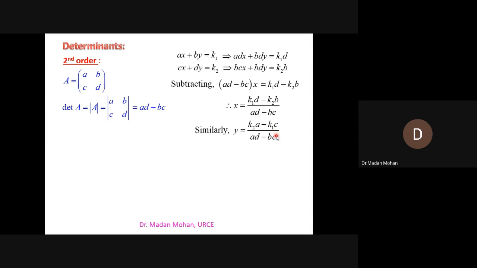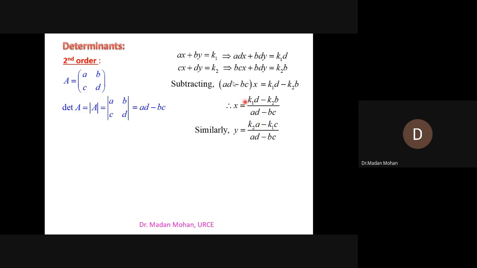Similarly, you can calculate the y value. You will get this. Now, observe this. I need x, y values which satisfy both the equations. Here a, b, c, d, k1, k2 are constants. If you observe, here ad minus bc, here ad minus bc. Suppose this ad minus bc is 0, what happens? What about the x value then? Suppose ad minus bc is 0, what is the x value? Infinite. Infinite means it is not real, please. Infinite is not real. I need a real number.